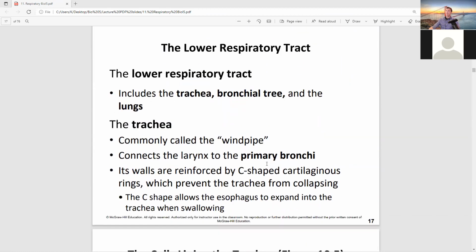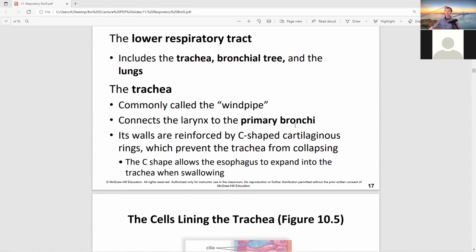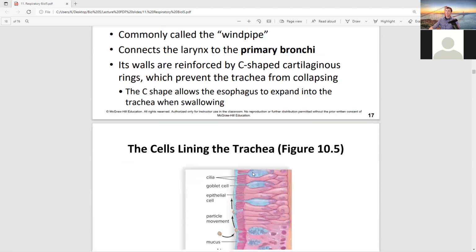So the lower respiratory tract includes the trachea, bronchial tree, and the lungs. The trachea, commonly called the windpipe, connects the larynx to the primary bronchi. Its walls are reinforced by C-shaped cartilaginous rings, which prevent the trachea from collapsing. The C shape allows the esophagus to expand into the trachea when swallowing.